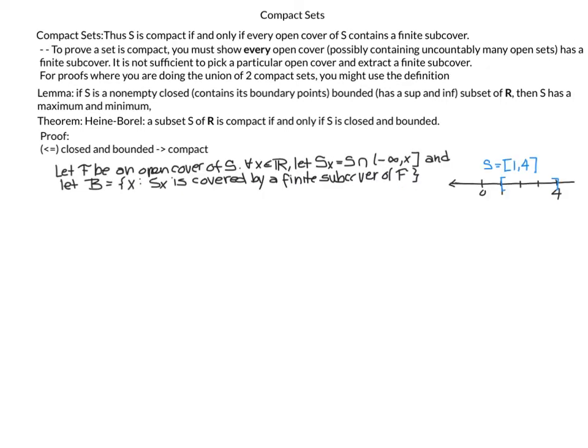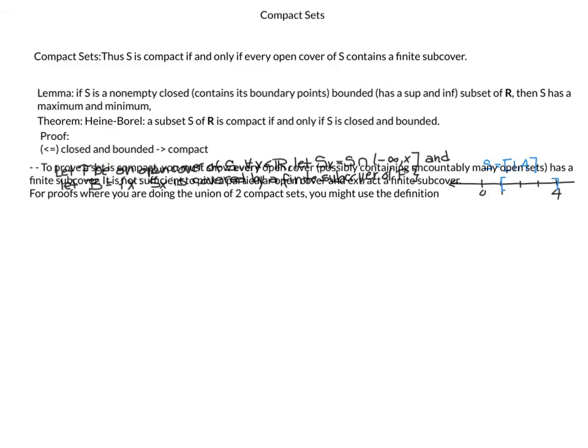For the opposite direction, we want to show that closed and bounded implies compact. So for an example, just to see what's going on, I have S is the closed set [1, 4]. It's also bounded, and I drew it here on the number line. And we're going to let F be an open cover of S. So we're going to draw an open cover.